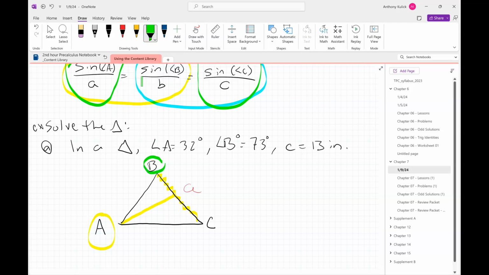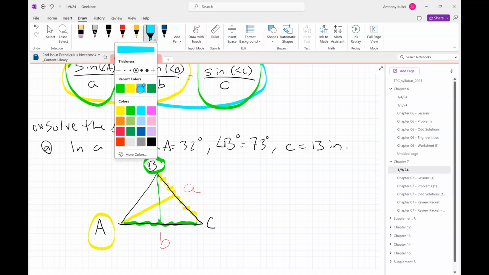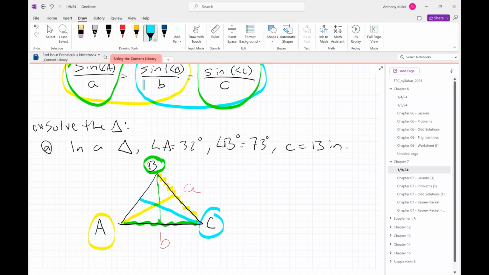If I've named this angle B, the side opposite angle B must be side B. And likewise, if this is C, the side opposite C must be side C. Is everybody okay with that naming convention? Critically important that you're able to draw and correctly label a triangle.